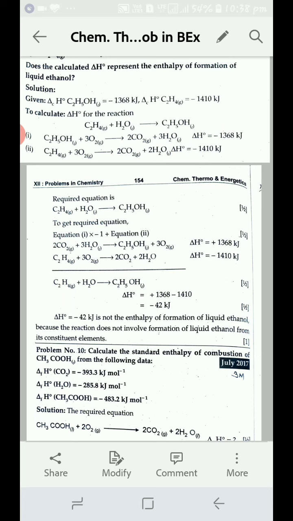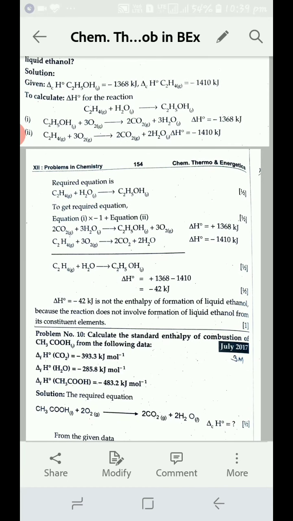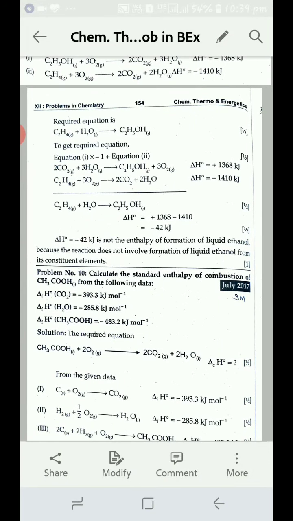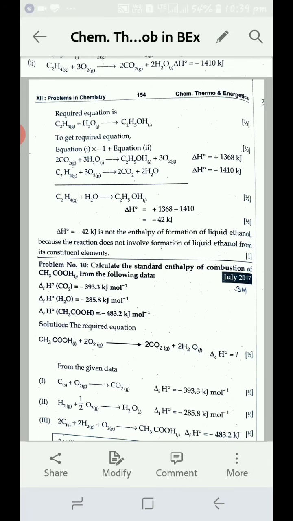So formation of CO2 is C plus O2 gives CO2. The formation of H2O is H2 plus 1 half O2 gives H2O, and formation of CH3COOH is 2C plus 2H2 plus O2 gives CH3COOH. Okay. Now again apply Hess's law of constant heat summation and obtain the required equation by using these equations 1, 2, 3.